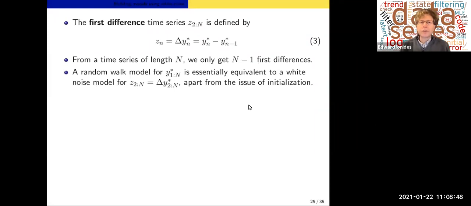That's rather equivalent to studying the difference time series. So if we take the first difference time series, call it Z, then Zn is yn minus yn minus 1. We only have data from 1 to n, so we have a time series of length n, we only get n minus 1 first differences. And that's rather equivalent to being unable to talk about where the random walk starts. You only talk about the increments of the random walk.